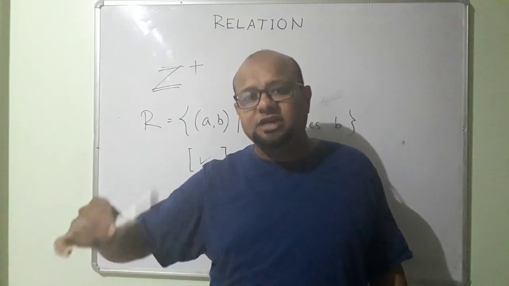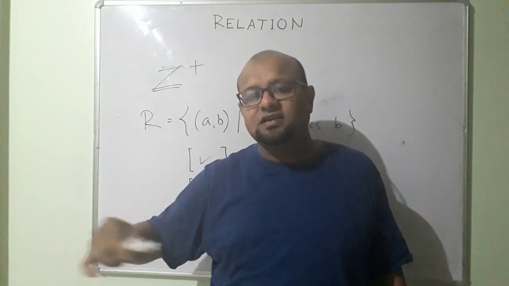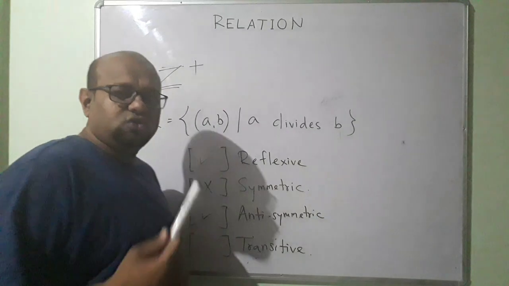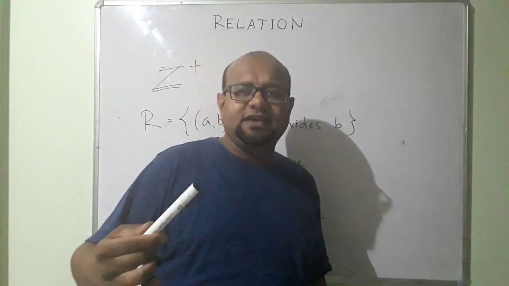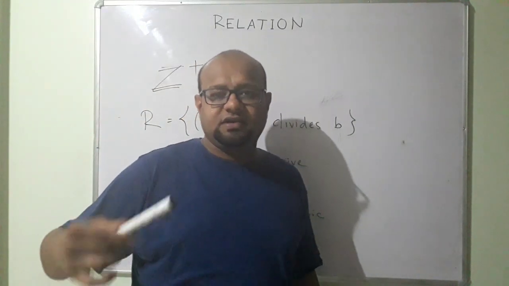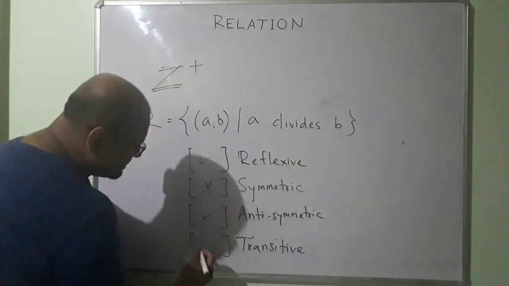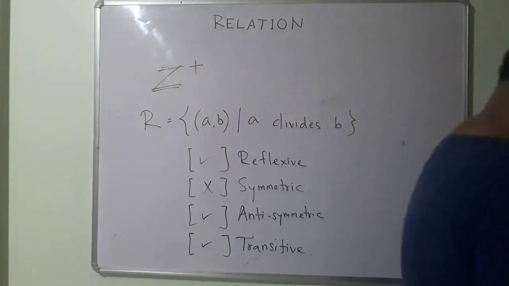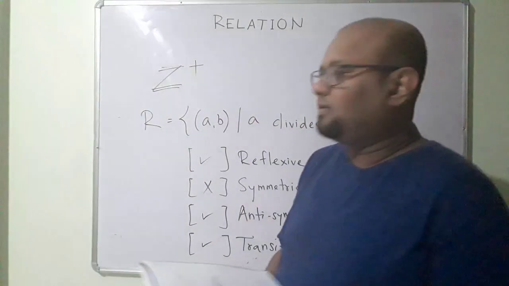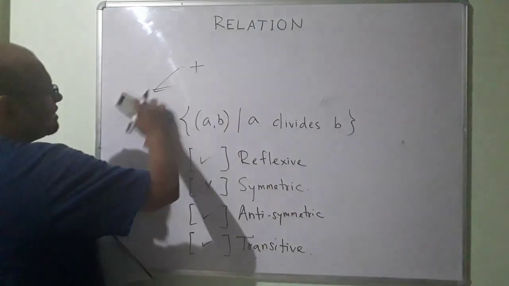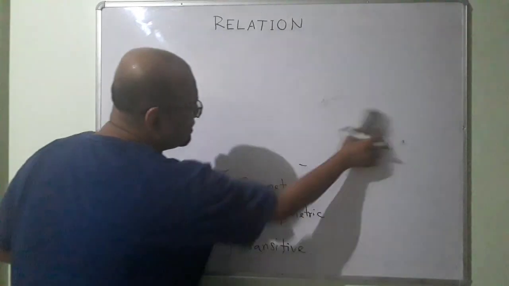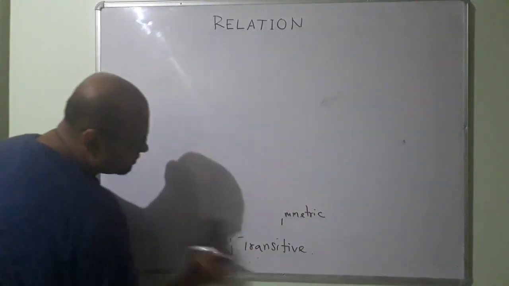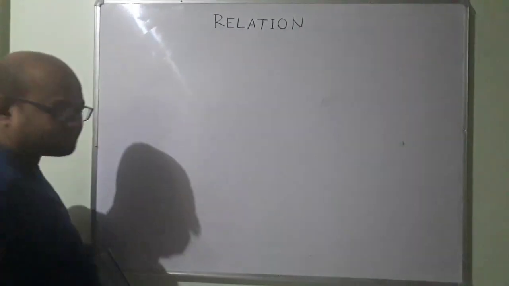So A divides B, B divides C. Does A divide C? Yes, it does. Right. So 2 divides 4, 4 divides 8. Then does 2 divide 8? It does, right? So this is transitive. Okay. So this was another example. Now let us look at one final topic and then we will be ending this video.